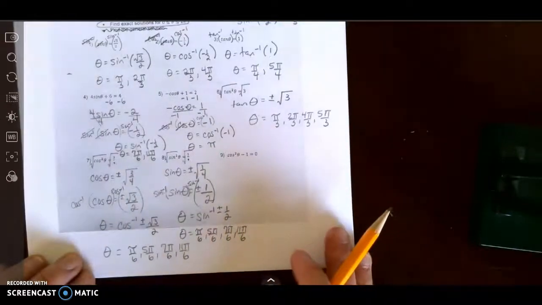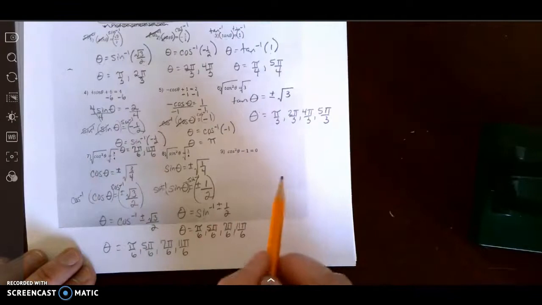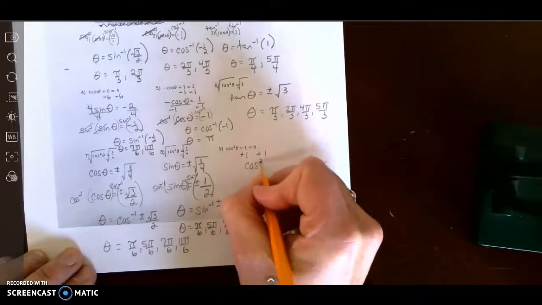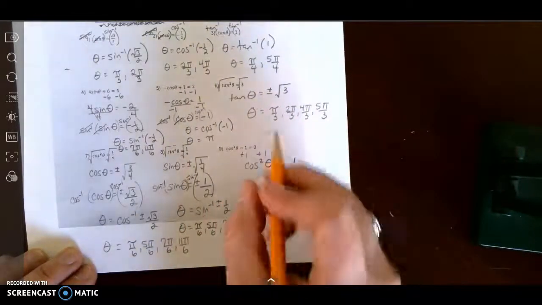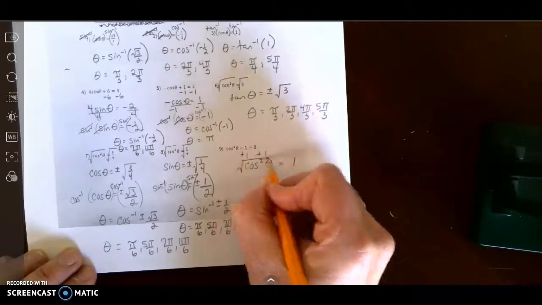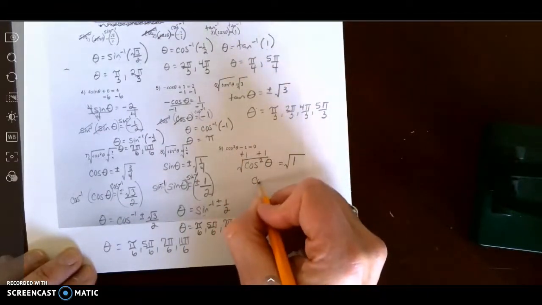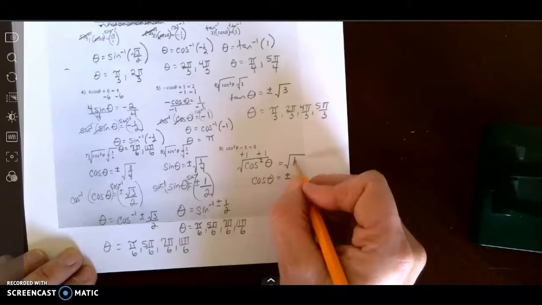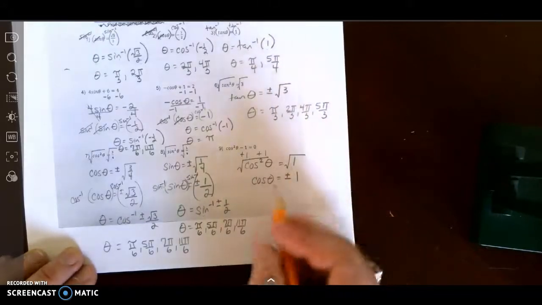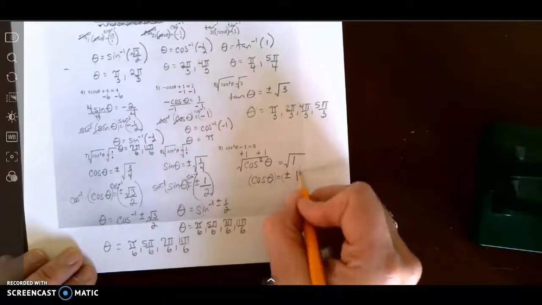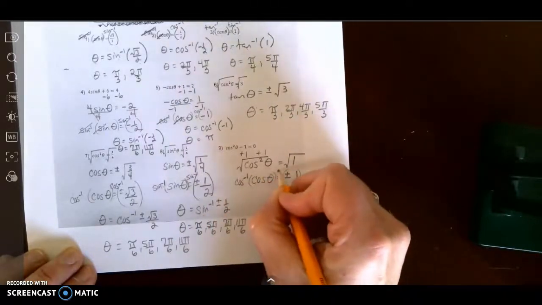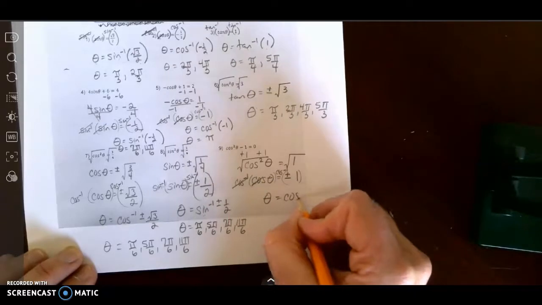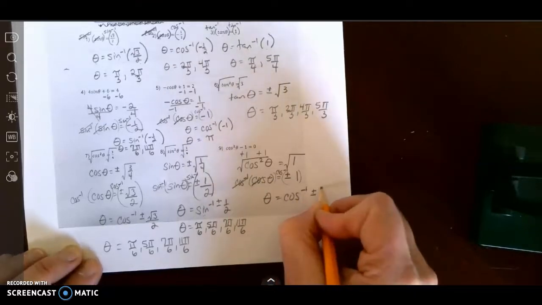All right, let's go to number 9. This one I don't want to take the square root of yet. I need to add 1 to both sides first, so I've got an extra step there. Cosine squared of theta equals 1. Now I'm ready to take the square root. And I have to remember that when I take the square root, I get a plus or a minus. And I know what the square root of 1 is. It's 1. Which means I'm going to now take the inverse cosine. So theta equals the inverse cosine of plus or minus 1.